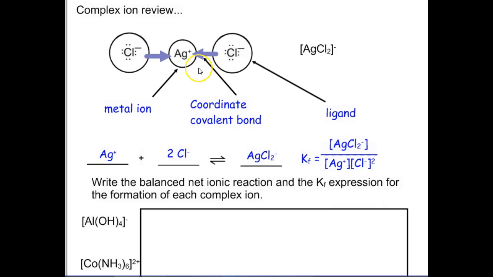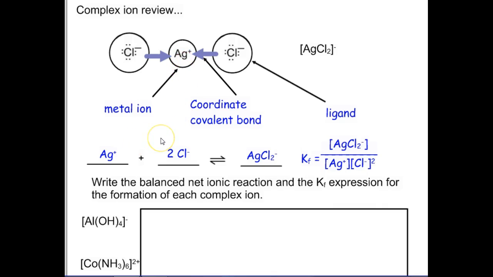So let's review complex ions just a little bit. We have a metal ion. That's going to be our cation, and it has small neutral or negative species that we call ligands. And these have to have lone pairs because these lone pairs are what are attracted to the metal ion in what we call a coordinate covalent bond. In the coordinate covalent bond, it's just like any other covalent bond, but the electrons come from just the chloride. None of them come from the silver ion.